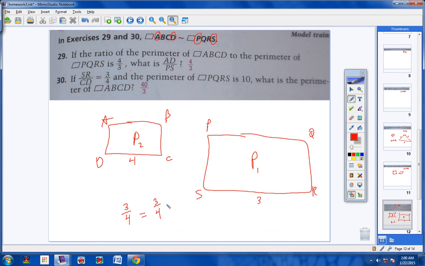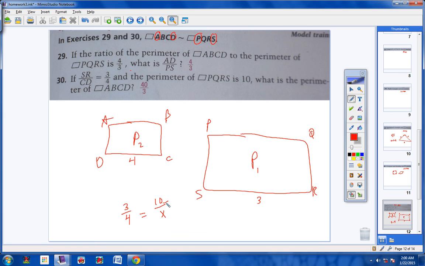Okay, so here's what I have. I have 3/4. That's the ratio of the perimeter going this way. And then the perimeter of PQRS is 10, which is this right here. This parallelogram has a perimeter of 10. So I'm going to put a 10 right here. And then here's my X.